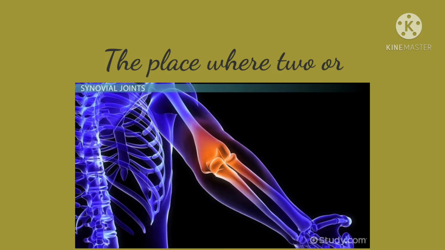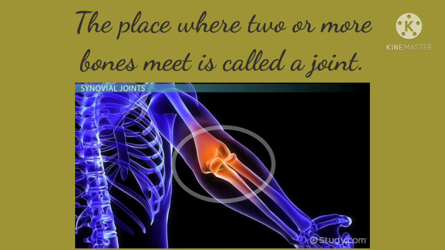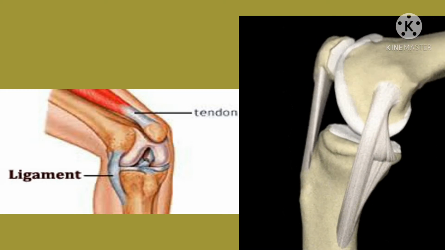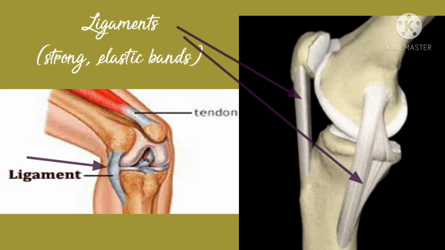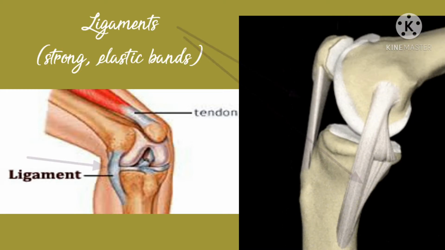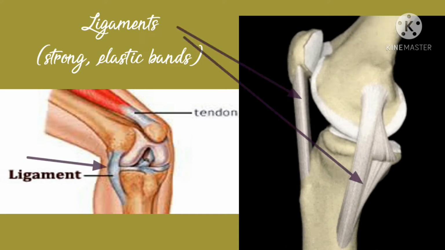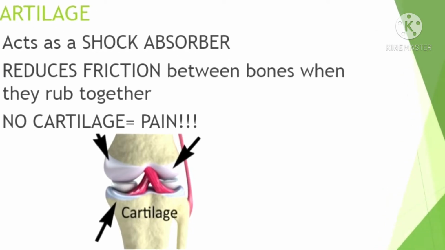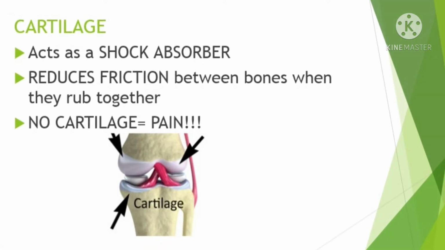The place where two or more bones meet is called a joint. The bones are held in position at the joints because these are connected to each other by strong elastic bands called ligaments. At the place of the joint, the end of the two bones is covered with soft cartilage. It acts as a shock absorber and reduces friction between the bones when they move.